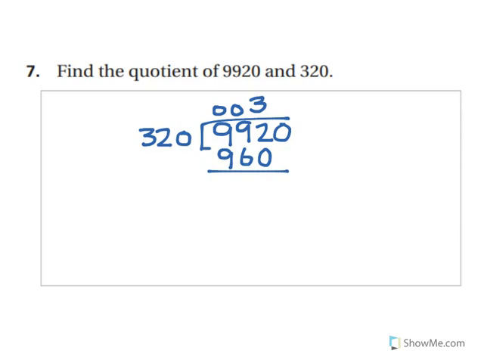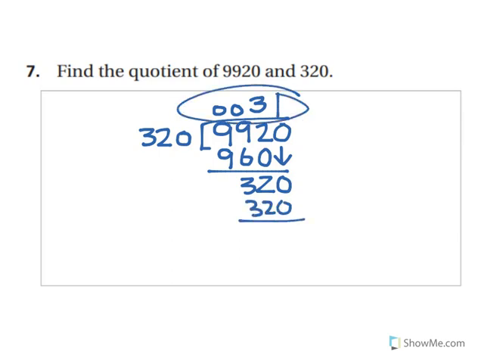We'll go ahead and subtract. 2 minus 0 is 2. 9 minus 6 is 3. 9 minus 9 is 0, so we're going to bring down this 0. And 320 goes into 320 one time. So our answer is 31. Pretty easy. I know it looks like a big problem, but actually that one is pretty easy.